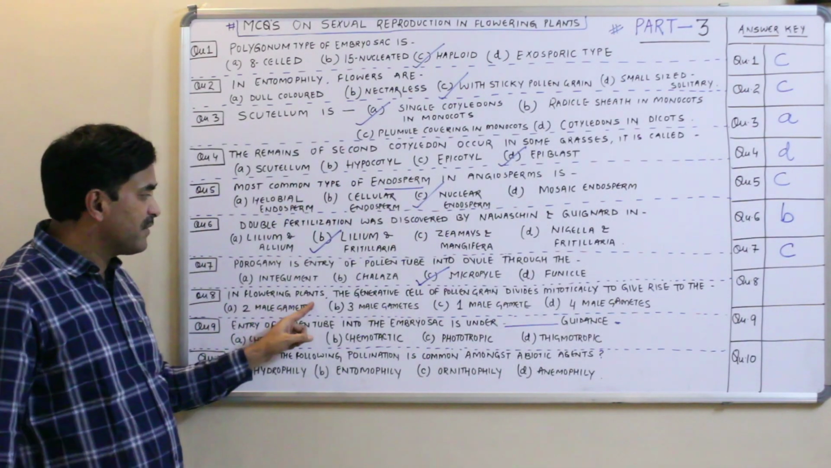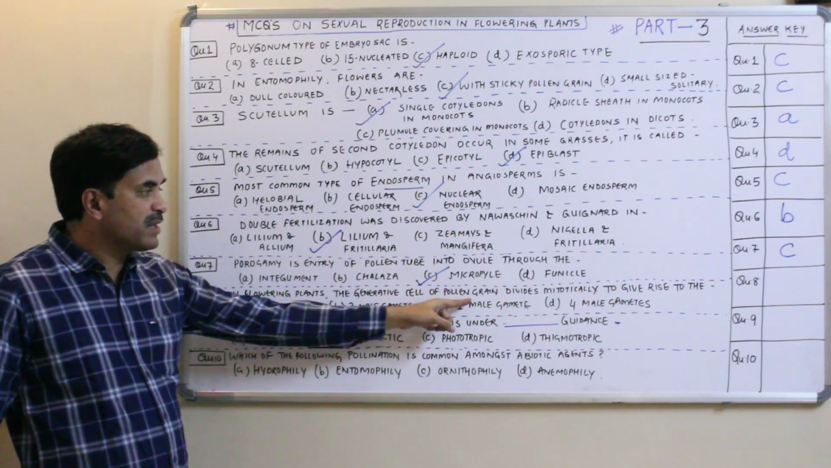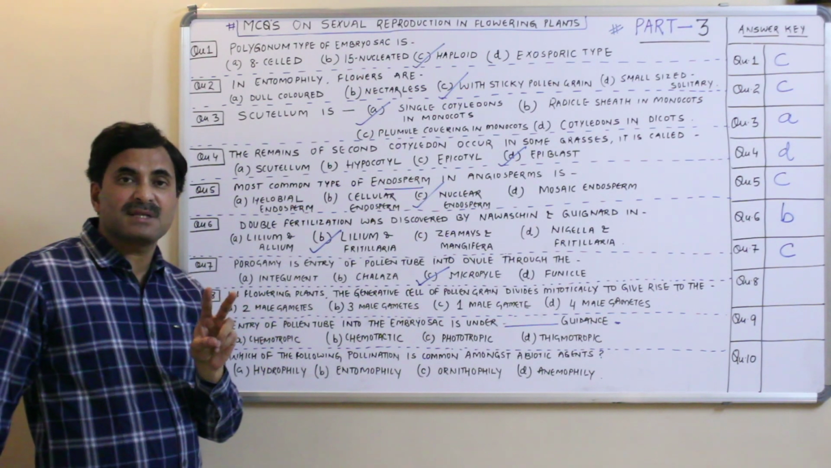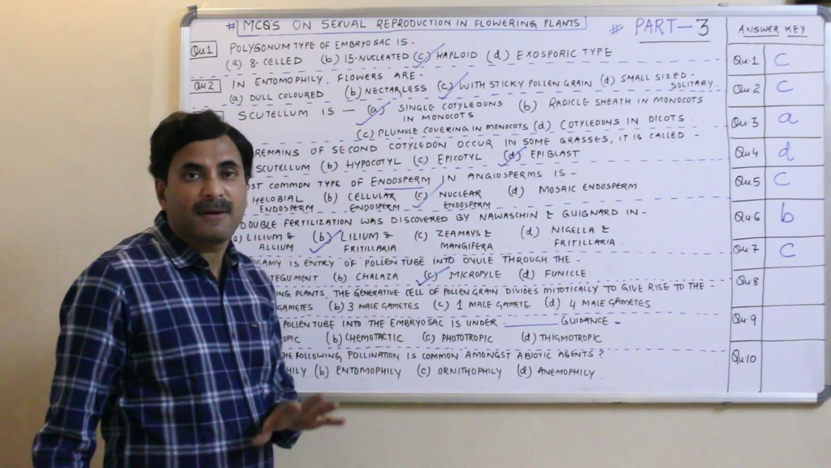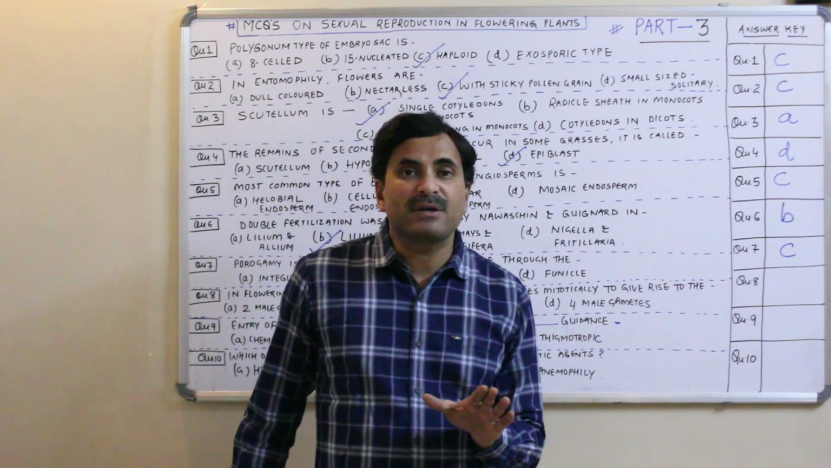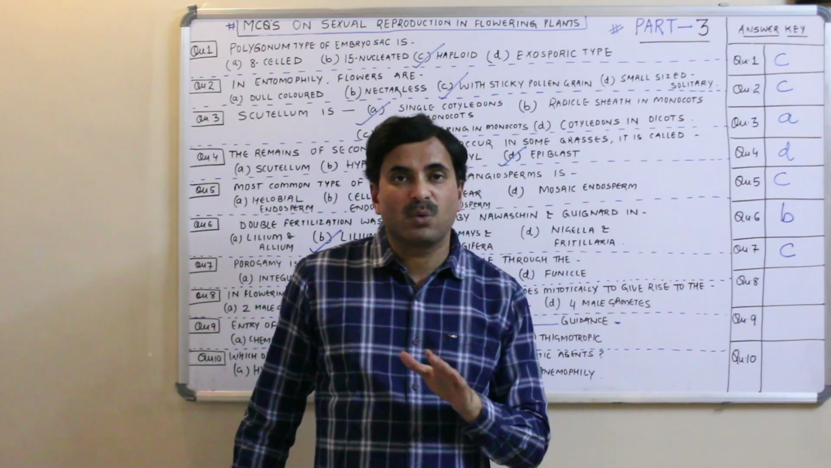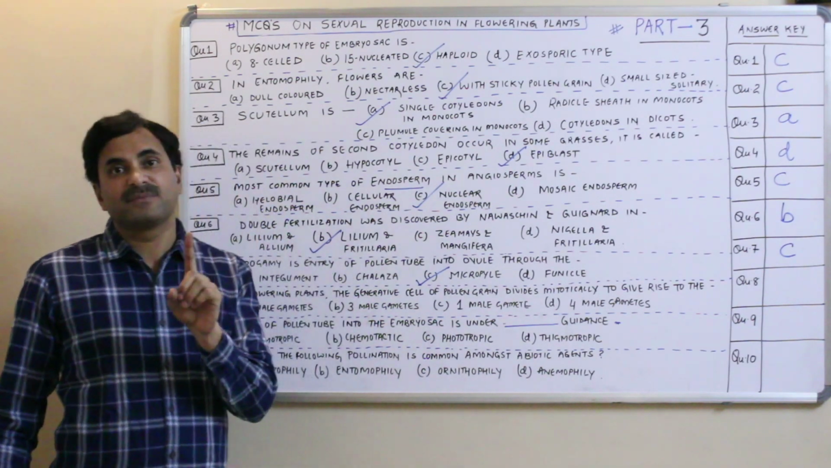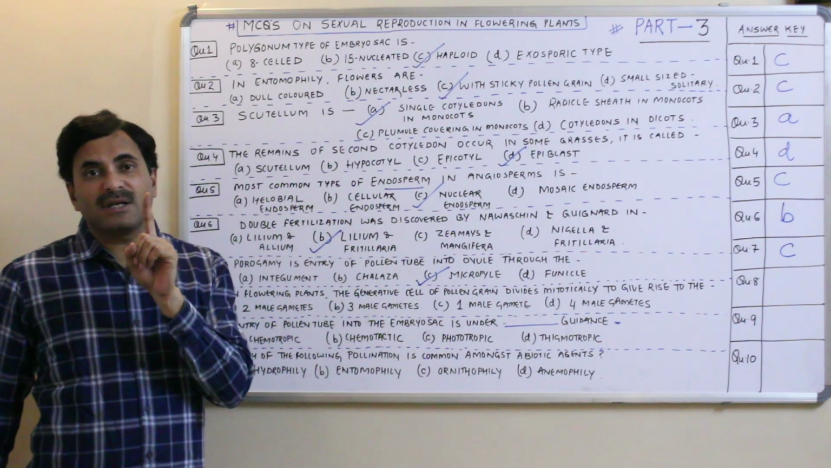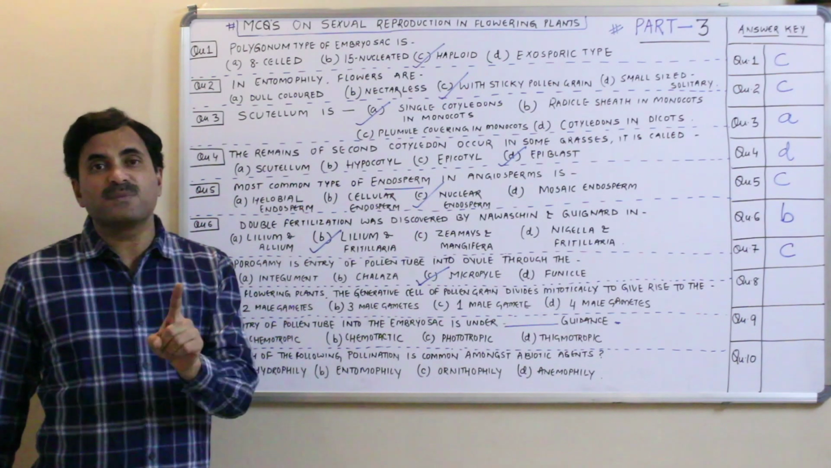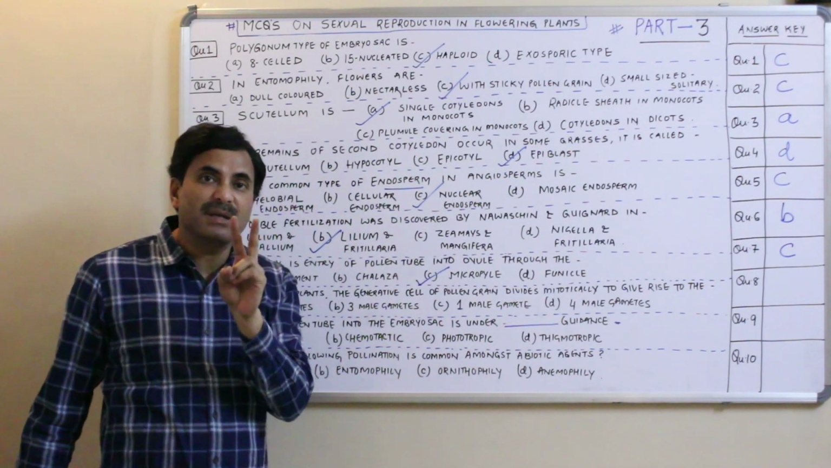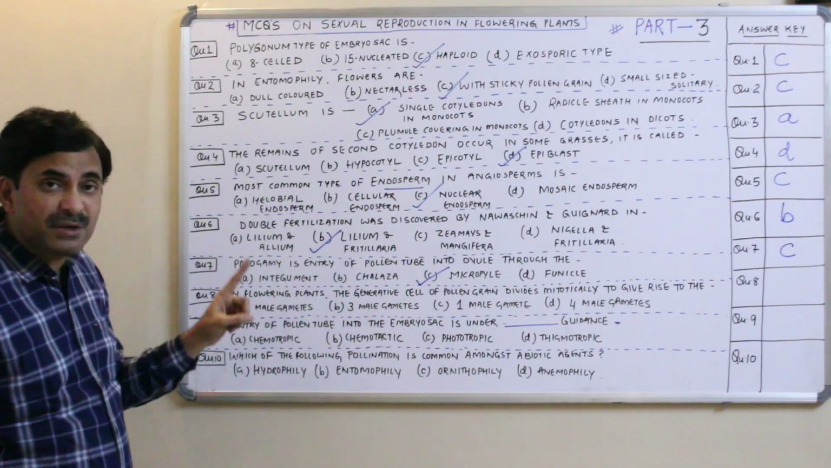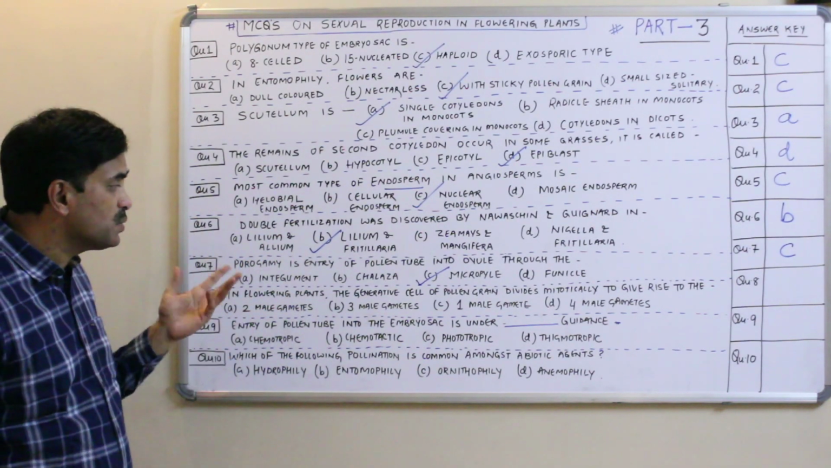Question 8. In flowering plants, the generative cell of pollen grain divides mitotically to give rise to. We must know that in pollen grains, in the majority of the angiosperms, the pollen grain is shed at the 2 cell stage. One is the generative cell, another is the tube cell. Later on, this generative cell divides and forms the 2 male gametes. Forms how many male gametes? 2 male gametes.